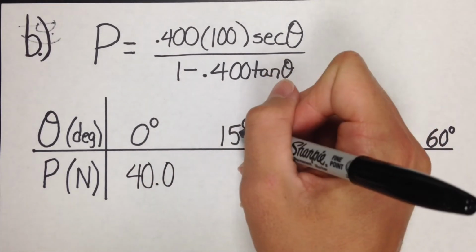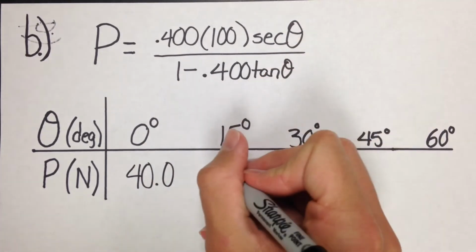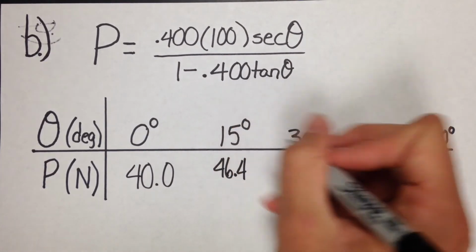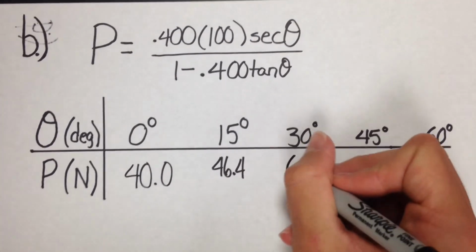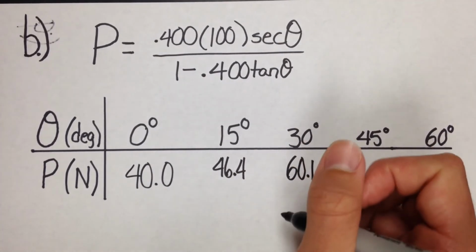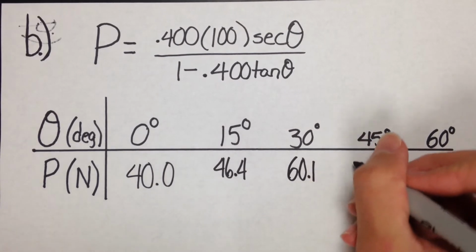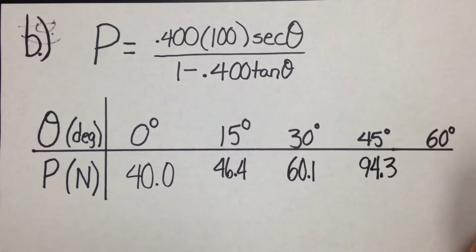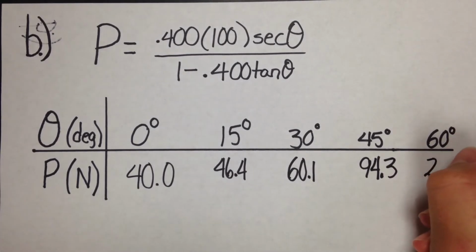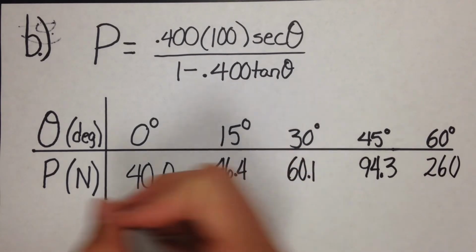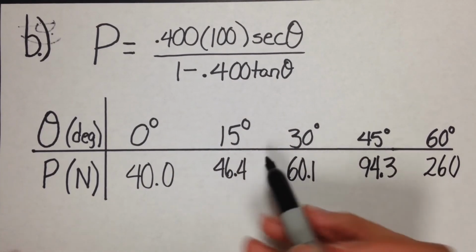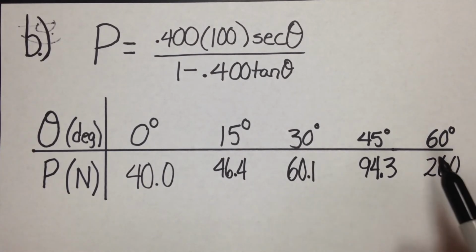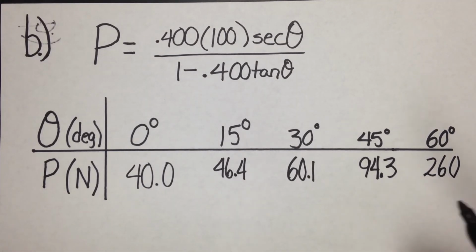40.0. And then you plug in 15, and that should give you 46.4 newtons. Then 30 degrees should give you 60.1. And 45 should give you 94.3 newtons. And 60 degrees should give you 260 newtons. And then on this problem, you might notice that for an angle over 68.2 degrees, there can't be any motion, so it would be impossible for it to move.